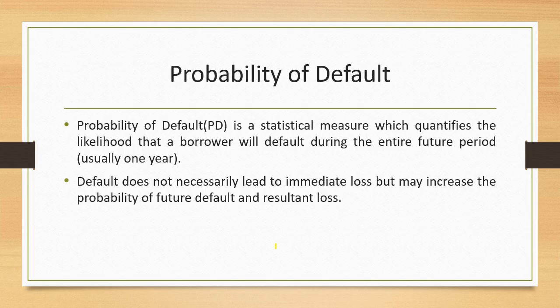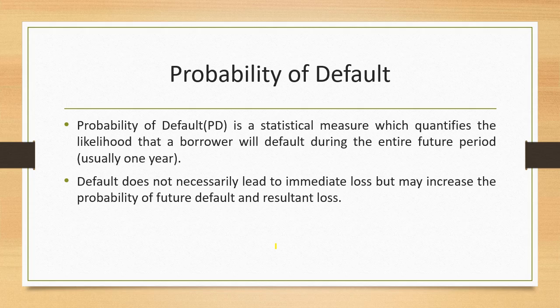And default does not necessarily lead to immediate loss, but may increase the probability of future default and resultant losses. So every time a borrower defaults, it may not result in a loss. Sometimes a borrower defaults and then the loan becomes a normal loan again, because the borrower recovers. Let us take a simple example to understand.